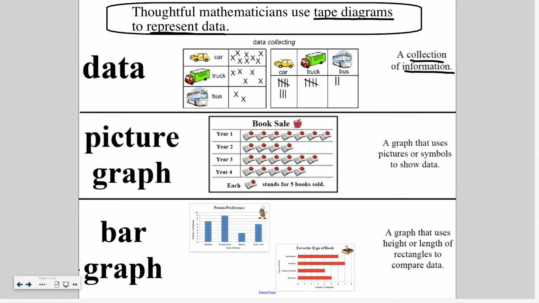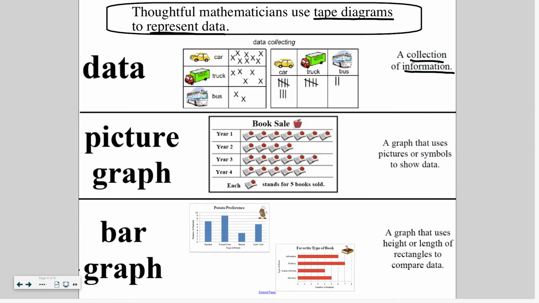So for year one, each book is 5 books sold. So for year one, they sold 5, 10, 15, 20, 25, 30, 35 books. For year 2, they sold 5, 10, 15, 20 books. Year 3, 5, 10, 15, 20, 25, 30 books. And for year 4, 5, 10, 15, 20, 25 books. So that's what we did yesterday.